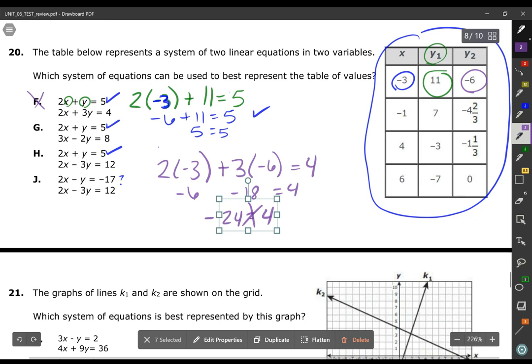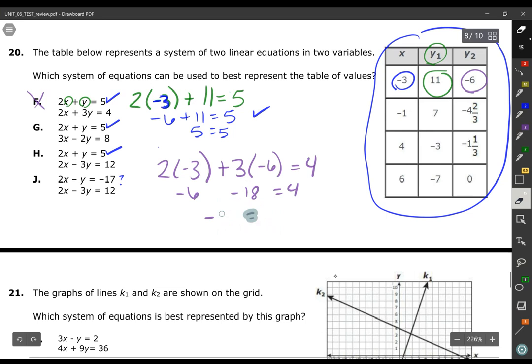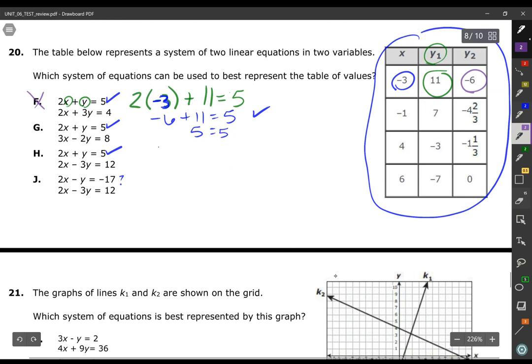So I am back to working this problem out. Oh, no, I need a whole new equation here. So I already know this first one works. I'm just testing the second equation right now for this one.